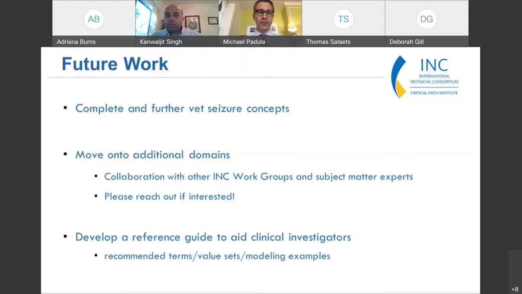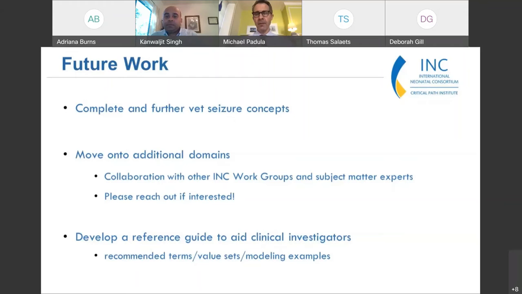And thanks to all of our collaborators from the work group itself. We've been meeting in smaller groups more recently, but we look forward to getting together with a bigger group as we have more work done.